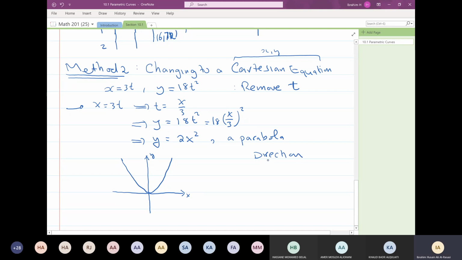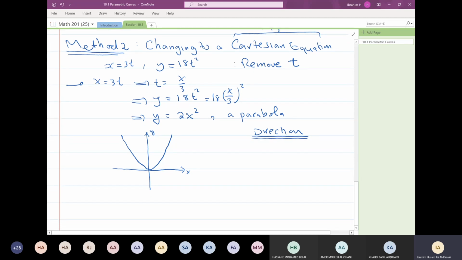Here, how to indicate direction. Are we going from left to right or right to left? In the positive x direction or in the negative x direction? For direction, you have to use the parametric equations. You have to indicate some points. Take points for the direction.